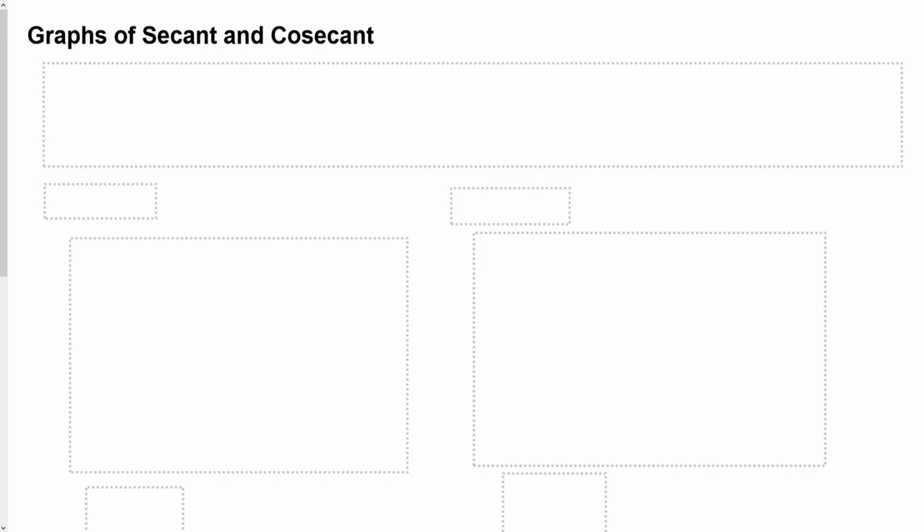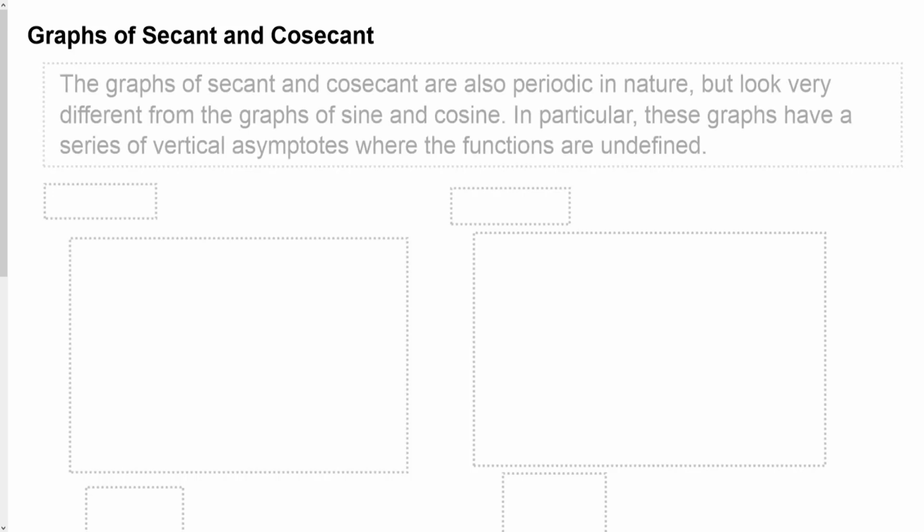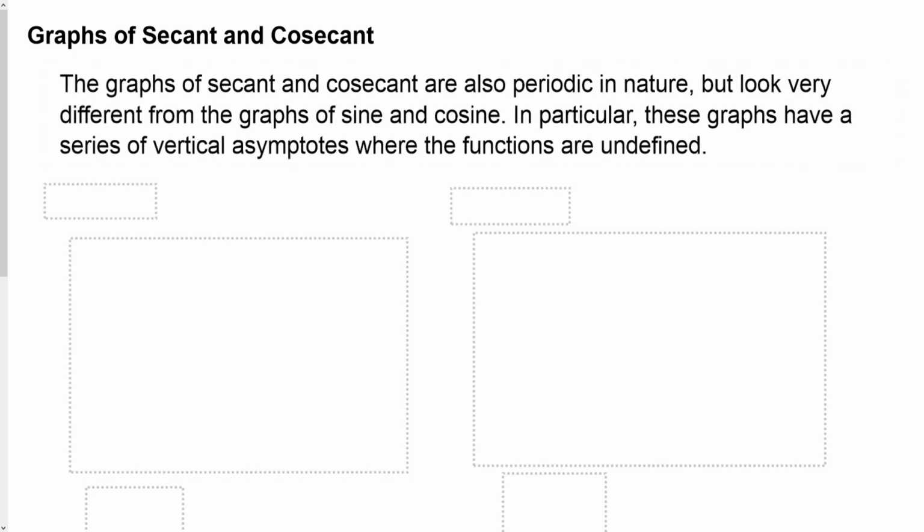This lesson is how to graph secant and cosecant functions. The graphs of secant and cosecant are also periodic in nature, but look very different from the graphs of sine and cosine. In particular, these graphs have a series of vertical asymptotes where the functions are undefined.